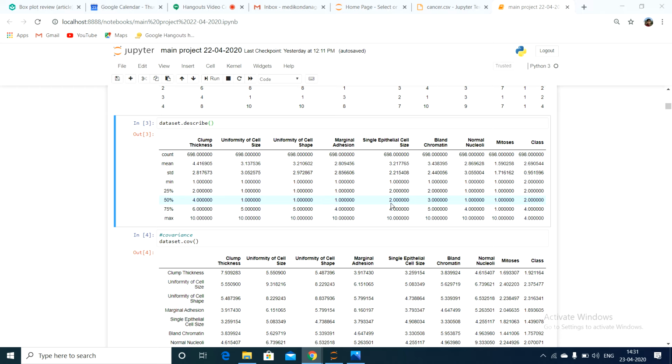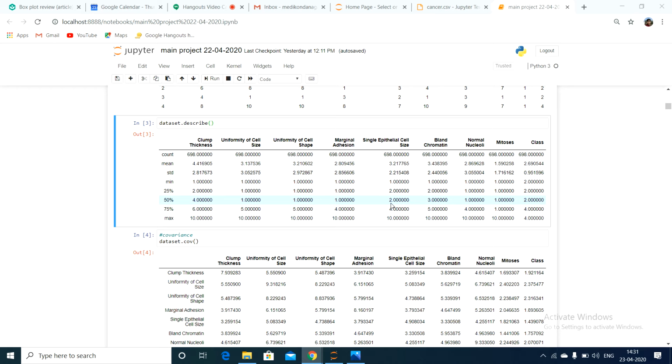There are 698 instances in our data of clump thickness. That is the reason why the count is 698. The mean of that clump thickness is 4.41. This is about central tendency. In descriptive statistics, central tendency gives the mean, median, mode, min, max.